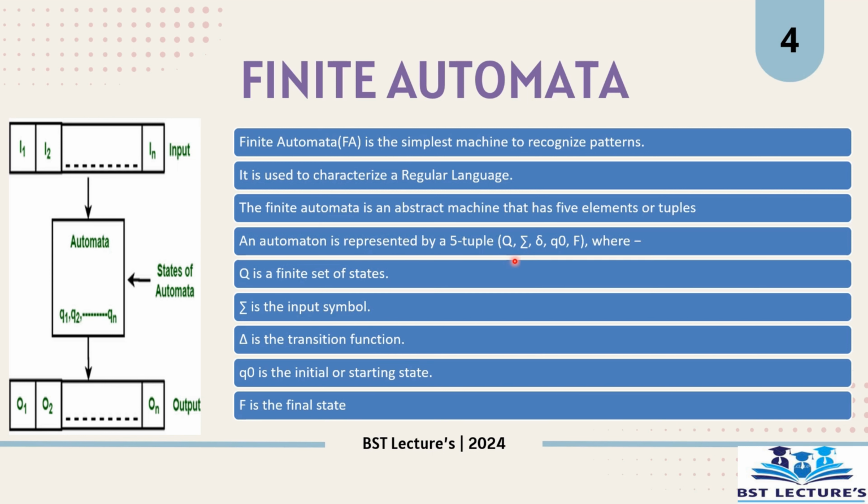Q, sigma, this symbol is summation in mathematics, and for now let's call it sigma, and this is the input symbol. Next, this is delta, or transition function. Q naught and F. Q is represented with the set of states. Suppose we are having 5 states in the automaton, then the 5 states are represented with the Q. Set of the states is represented by the Q.